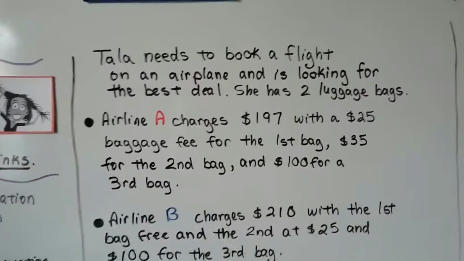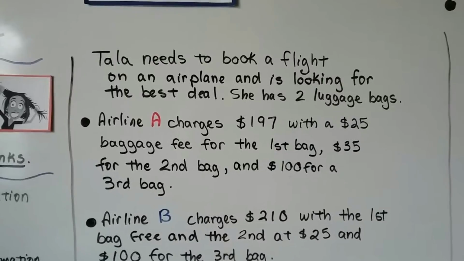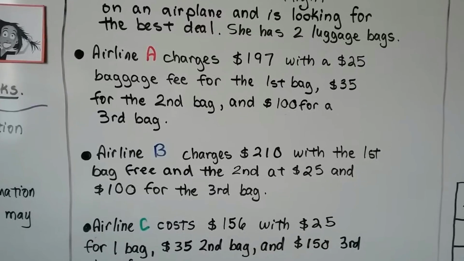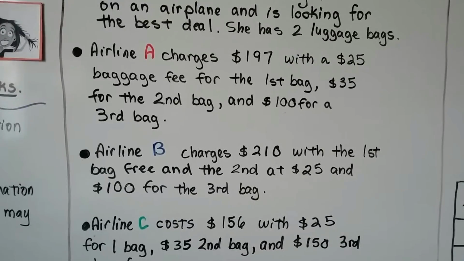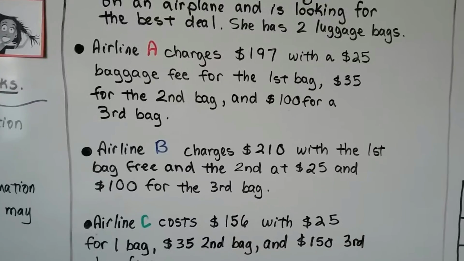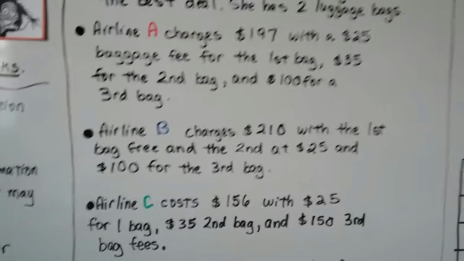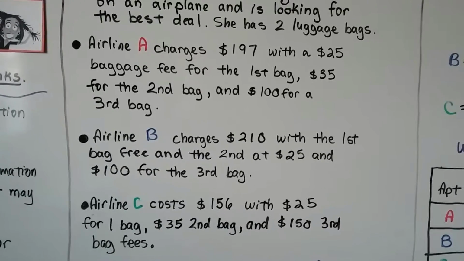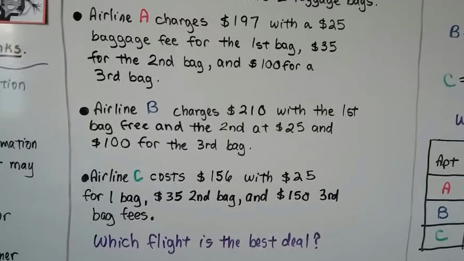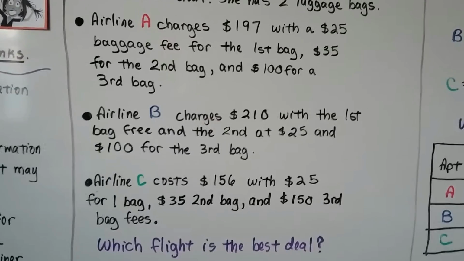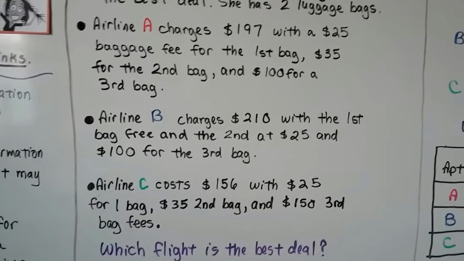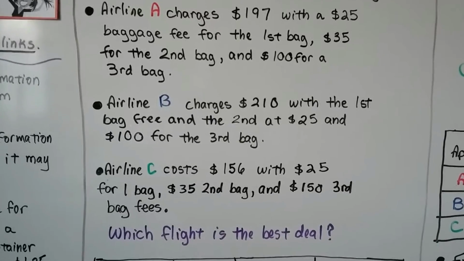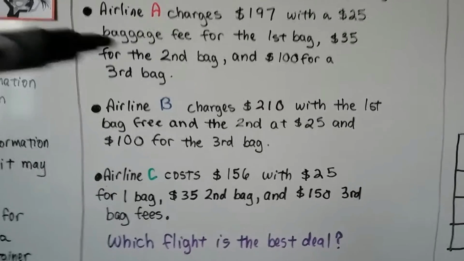Tala needs to book a flight on an airplane and is looking for the best deal, and she has 2 luggage bags. Airline A charges $197 with a $25 baggage fee for the first bag and $35 for the second bag and $100 for the third bag. Airline B charges $210 with the first bag free and the second bag at $25 and $100 for the third bag. Airline C costs $156 with $25 for one bag, $35 for the second bag, and $150 for the third bag. Those are the fees. So which flight is the best deal out of these 3?